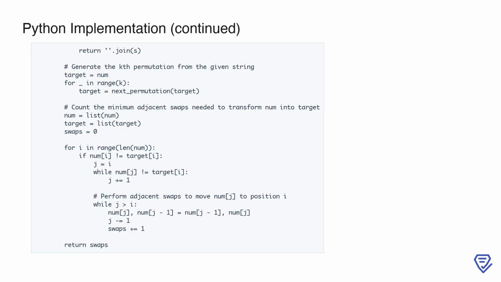Once we have the target, the next step is to calculate the minimum number of adjacent swaps required to transform the original number into this target. We convert both number and target into lists to allow in-place modifications. Using a for loop, we iterate through each position in number. If the current elements in number and target differ, we locate the position in number where the target element appears, using a nested while loop. Once found, we perform adjacent swaps to bring this element to the correct position, incrementing the swap count after each operation. This process ensures that we gradually transform number into target with the minimum number of swaps. Finally, the total swap count is returned as the result of the method.